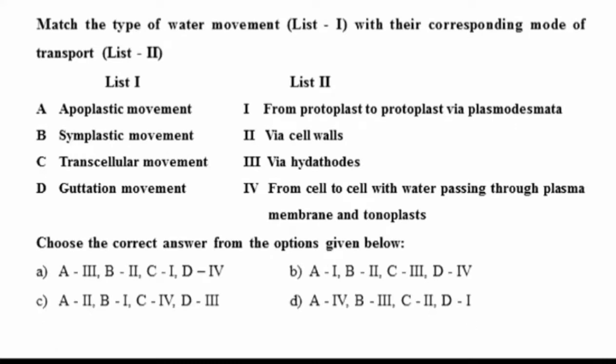Our next question is, match the type of water movement in list 1 with their corresponding mode of transport in list 2. In apoplastic movement, water moves from cell to cell through the intercellular space or wall of the cell. Symplast refers to continuous arrangement of protoplast of plant which are interconnected by plasmodesmata. So, symplastic movement occurs from protoplast to protoplast via the plasmodesmata.